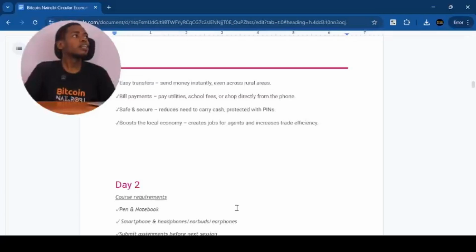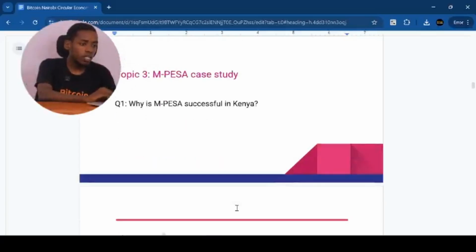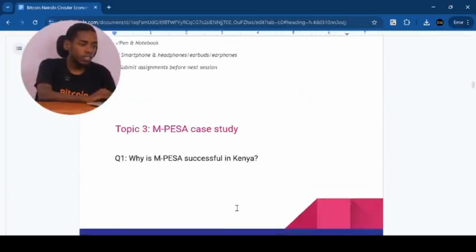Like, I can count the number of agents Safaricom has employed using M-PESA as a mobile money service. So it really changed the game. So let's now look deeper into mobile money, into M-PESA as a case study.